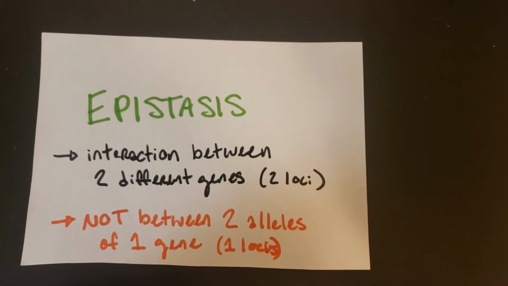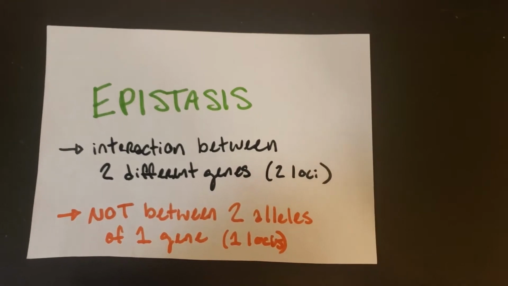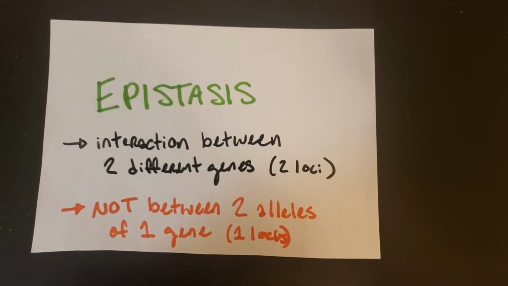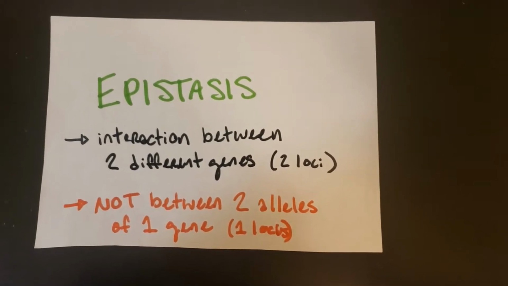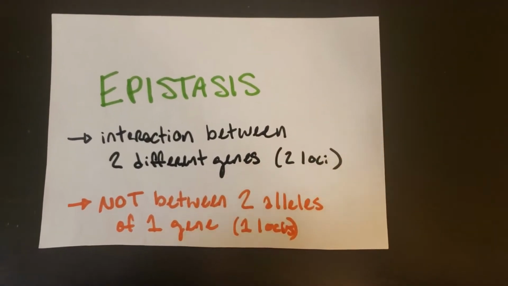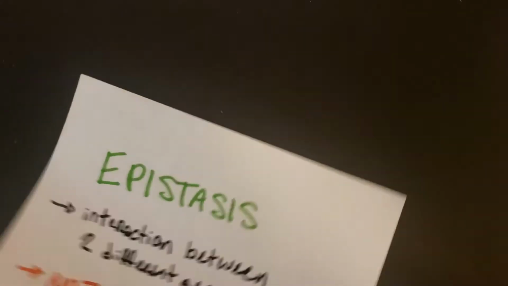Hi, my name is Natalie Leger, and I'm going to be explaining the genetics phenomenon known as epistasis. Epistasis is when the expression of alleles from one gene mask or modify the alleles from another gene. So this is an interaction between two different genes or two different loci, resulting in a specific phenotype.